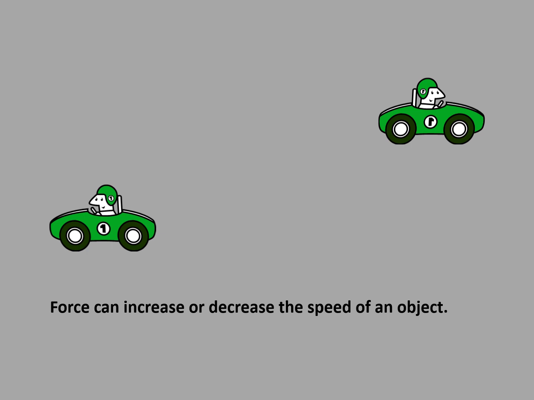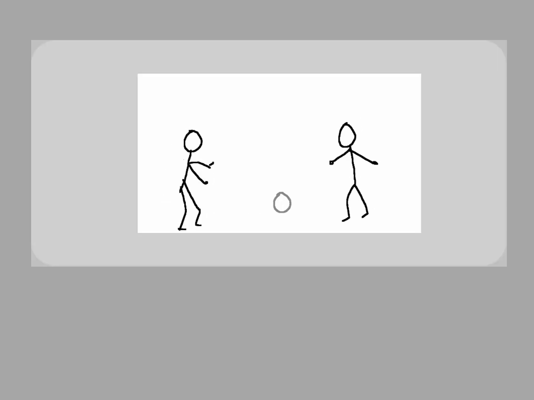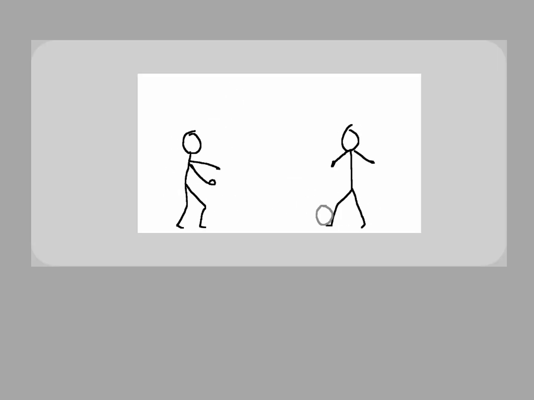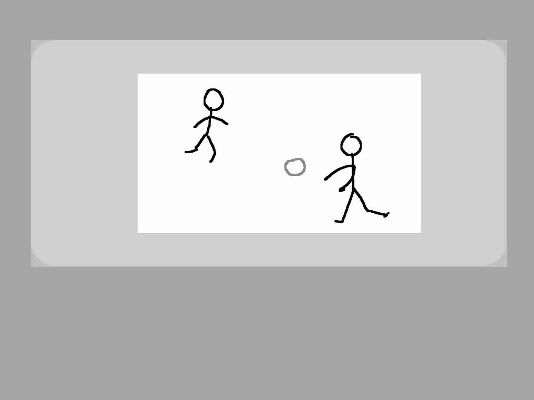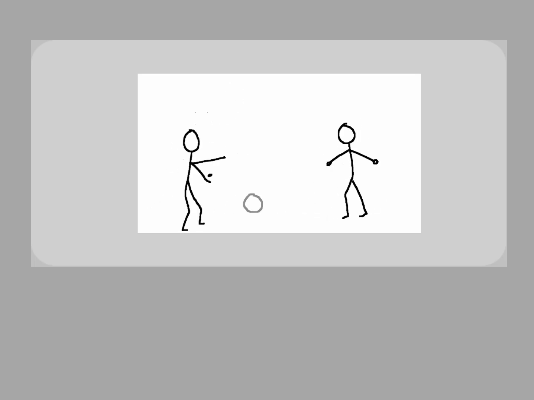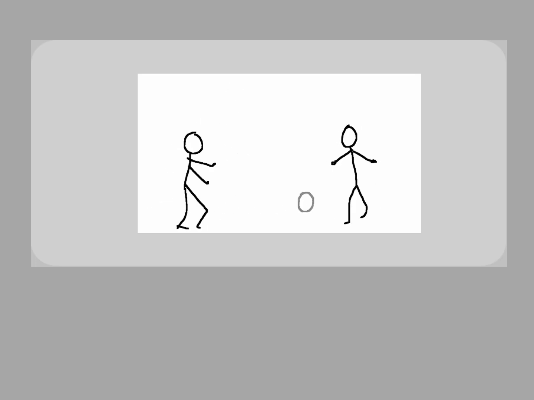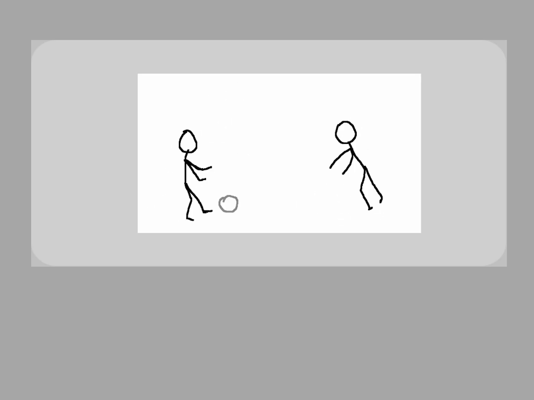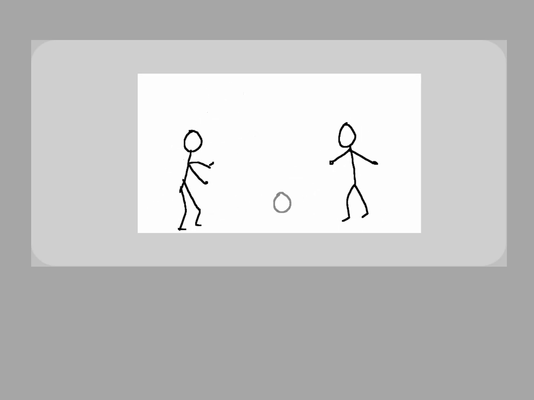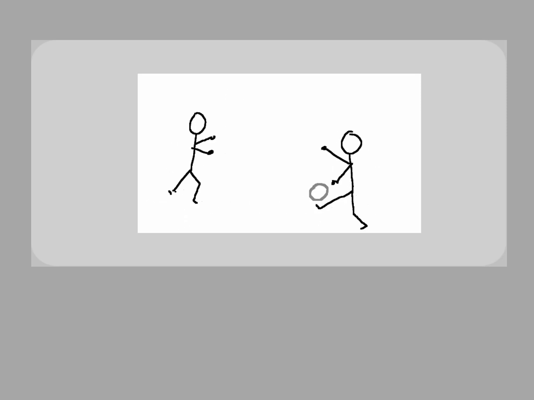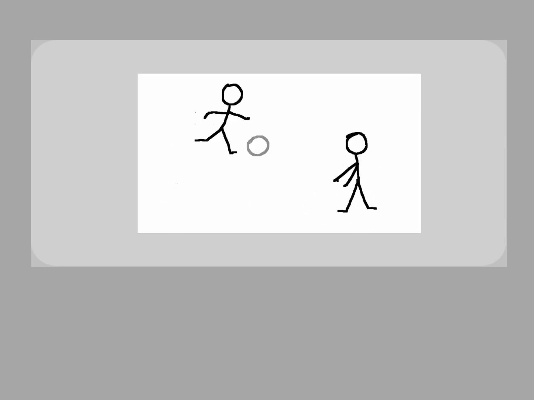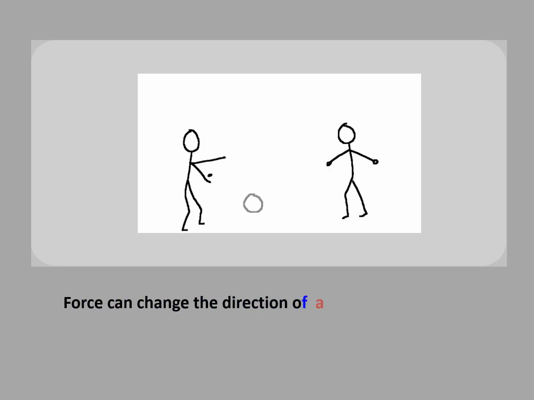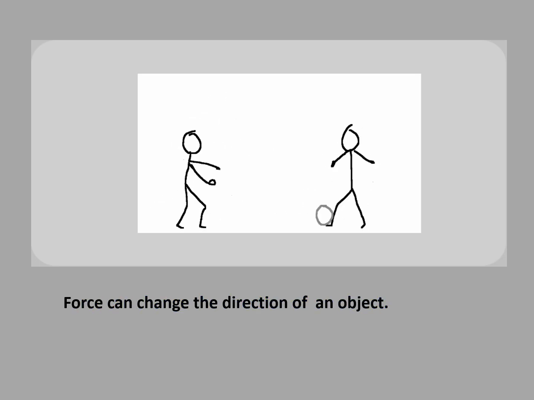In the third illustration, we see two stick people or two boys are playing football. The first one kicks the ball and passes it to the other one, and then the second one kicks it again and passes it to the first one. What we see here is the ball is going in a different direction. So we can say that force can change the direction of an object when applied.